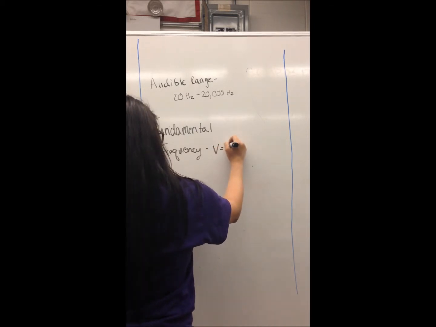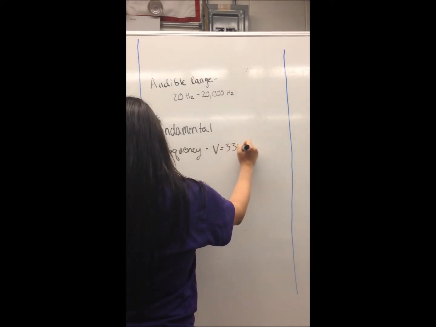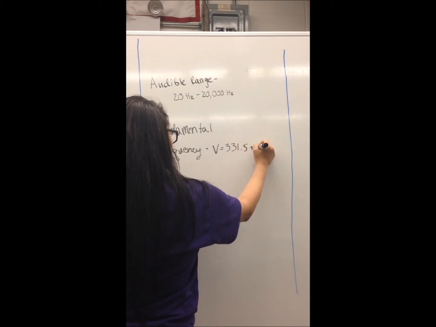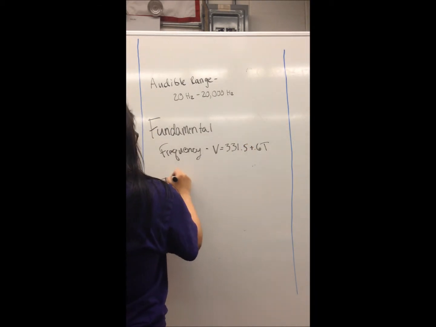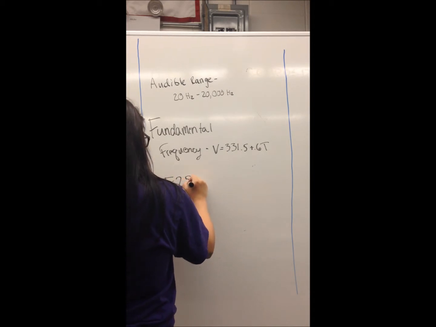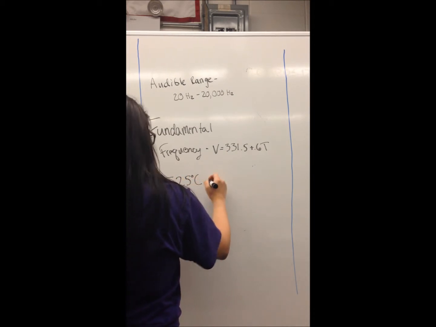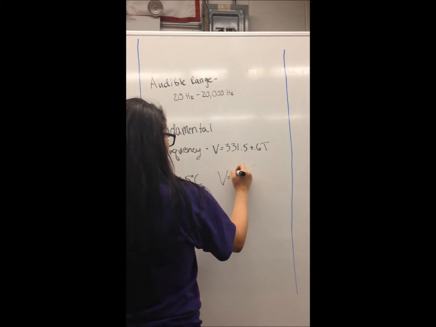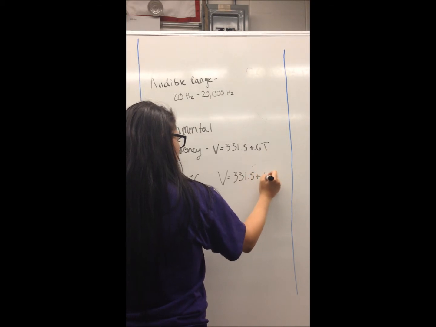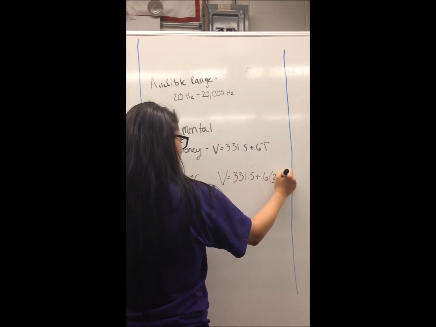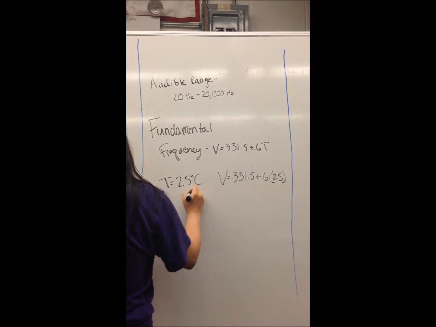To find fundamental frequency, we use the equation V equals 331.5 plus 0.6 times temperature. We already were given the temperature in the problem as 25 degrees Celsius. So what we're going to do is simply put the temperature into the equation and solve it. This will give us a total of 346.5 meters per second as our speed.